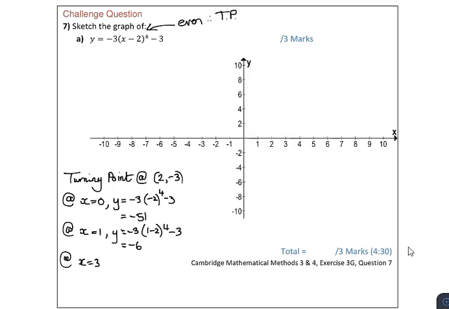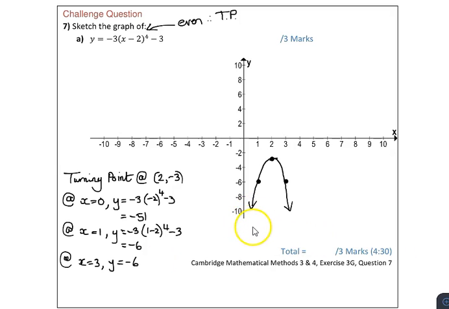So -6. And then if I go to the other side of my turning point, so that was 1 unit to the left of my turning point, if I go 1 unit to the right of my turning point, x equals 3, then I'll actually get out the same result because it's got that symmetry as it's a parabola. Alright, so putting in those 3 points that I've got, and then I just need to be able to sketch this graph through those 3 points.